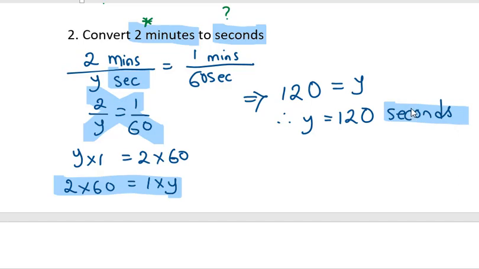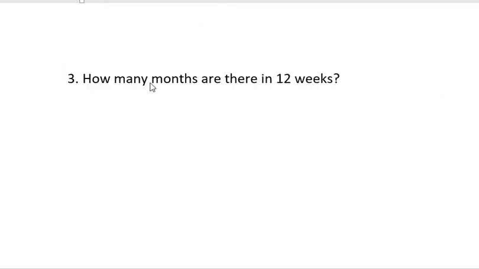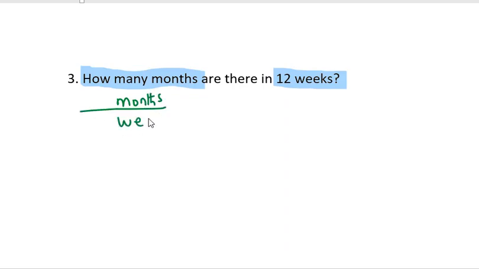You can also think about that and solve it in some other ways. You see that that's the right answer. We'll have the third question. How many months are there in 12 weeks? So all we need to do is to arrange our proportion in months and weeks.